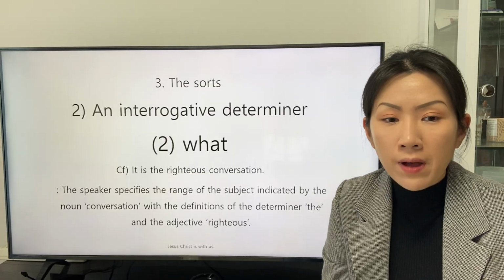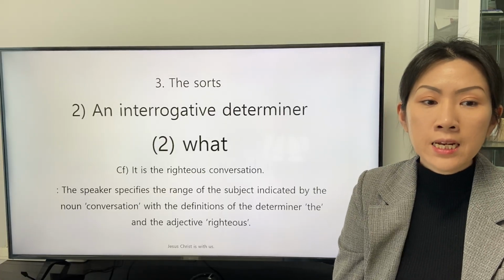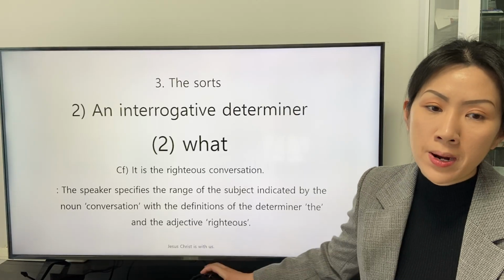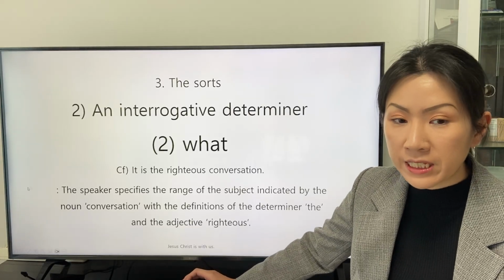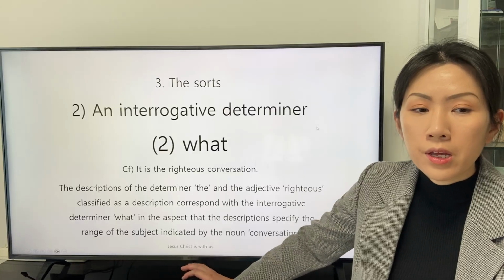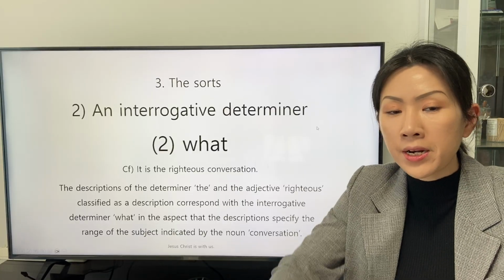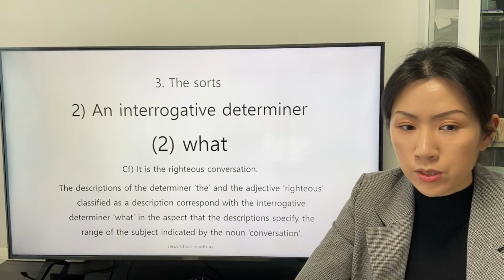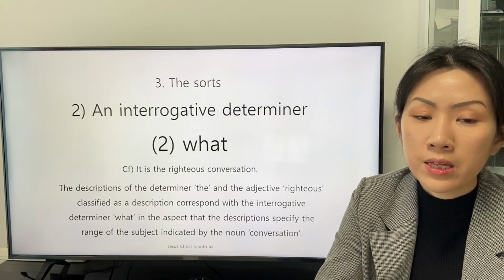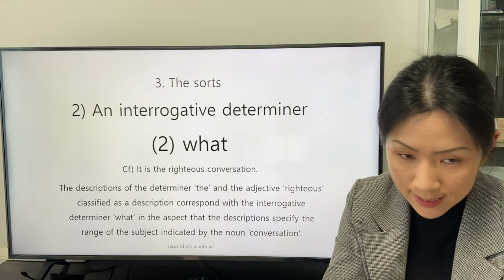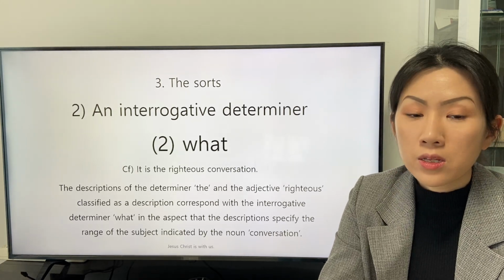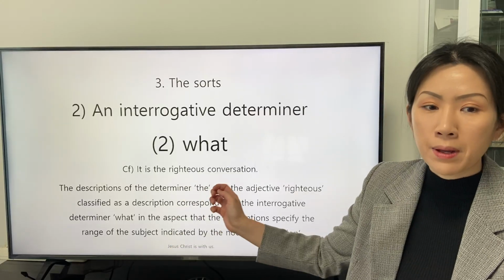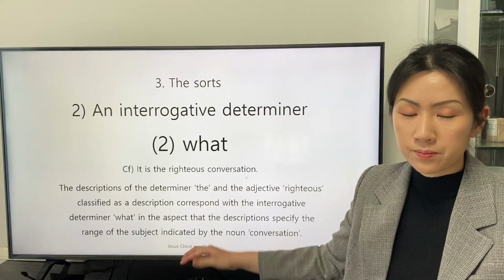The speaker specifies the range of the subject indicated by the general noun conversation with the definitions of the determiner the and the adjective righteous. The descriptions of the determiner the and the adjective righteous correspond with the interrogative determiner what in the aspect that the descriptions specify the range of the subject indicated by the noun conversation.